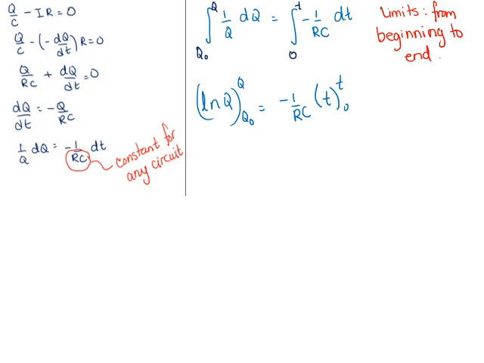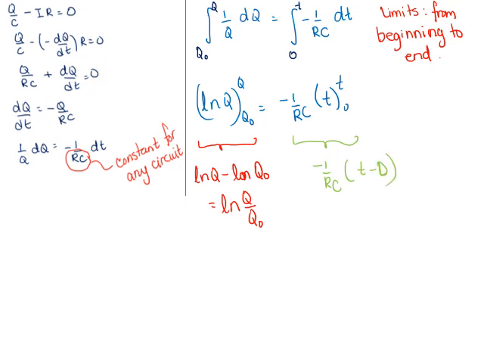Okay, a couple of things we can fill in here. The natural log of q evaluated at q and q0 is the natural log of q minus the natural log of q0. Then you can fill in that when you subtract two logs, you're allowed to just divide the arguments. So that's the left-hand side of our equation. On the right-hand side of our equation, we've got minus 1 over RC times t minus 0, equals minus 1 over RC times t. There's the right-hand side of our equation.